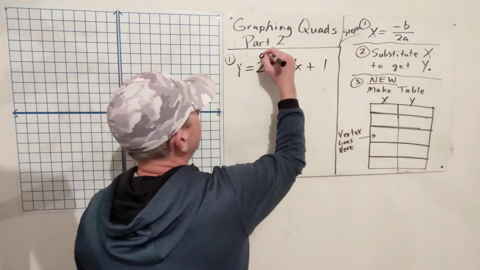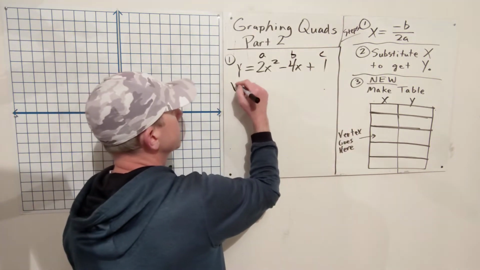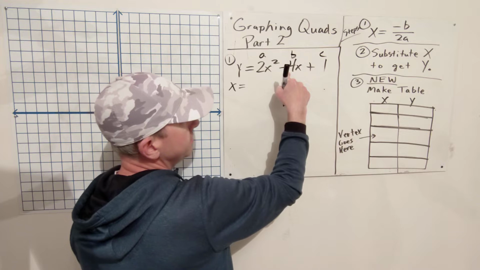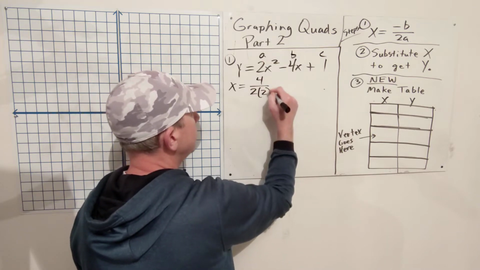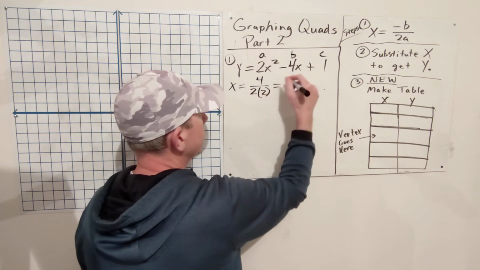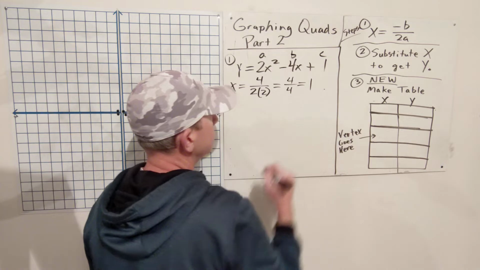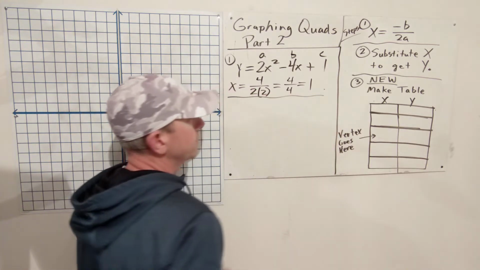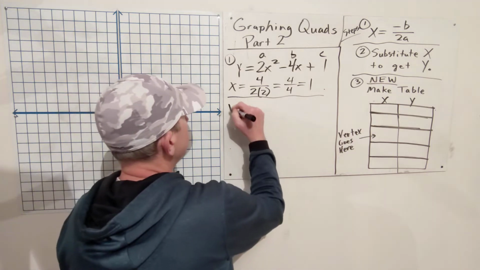So we've got A, B, and C right here. So for the vertex, we're going to go x equals the opposite of B, so positive 4 over 2 times A, which is 2. So we get 4 over 2 times 2. 2 times 2 is 4, and so we get the x value is 1. So for our vertex so far, we've just got that x is 1. And then we go to the y value.